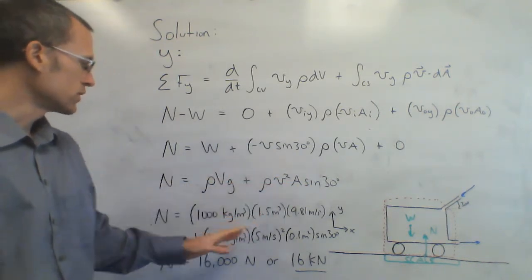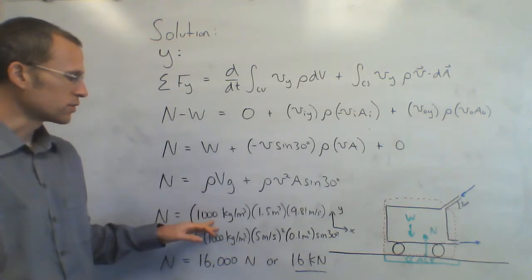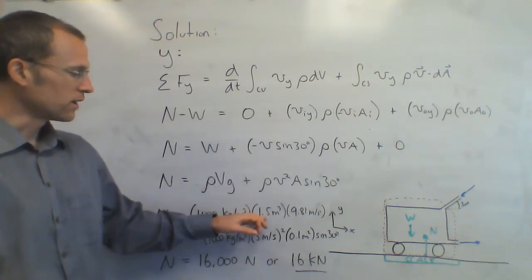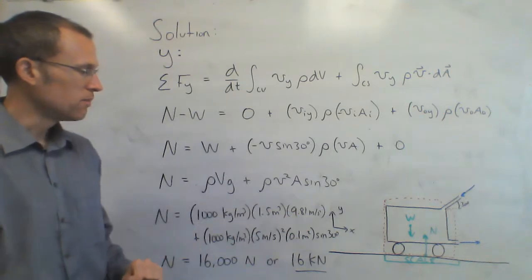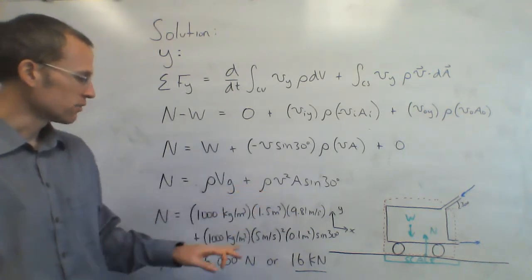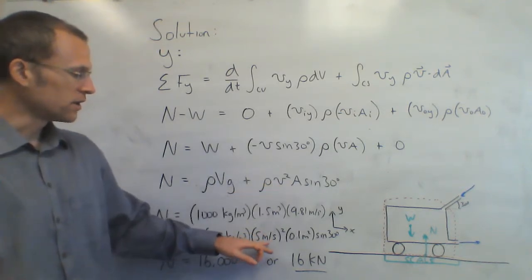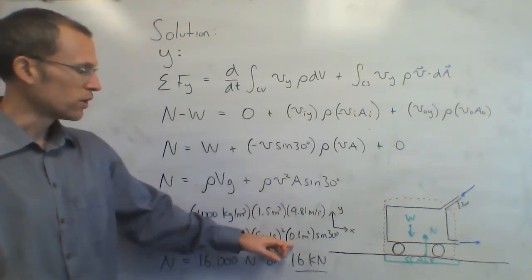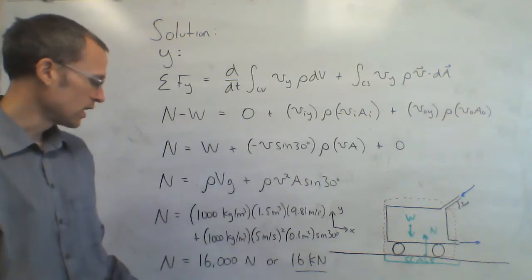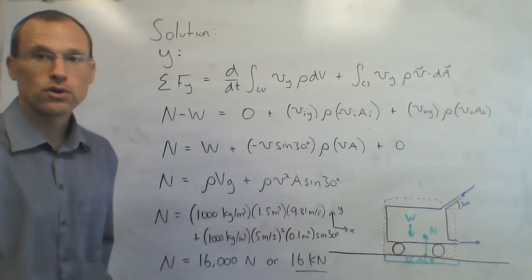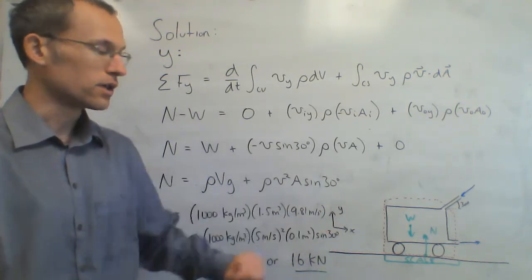So plugging all those numbers in, density of water 1,000 kilograms per cubic meter, volume 1.5 cubic meters, g 9.81 meters per second squared, plus the second term, rho 1,000, velocity 5 meters per second, square that, area of 0.1 square meters, sine 30 gives 16,000 newtons, or 16 kilonewtons for the reading of the scale.